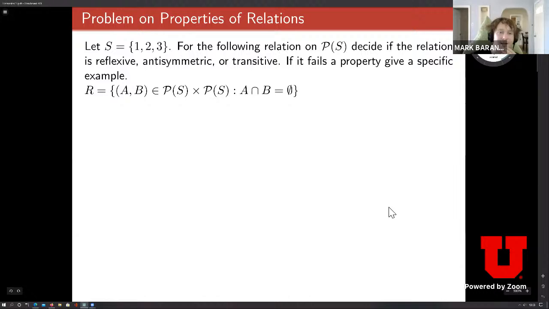Okay, so for this one, we're looking at the set {1, 2, 3}, and we're going to be thinking about the power set of that set. So remember, the power set is the set of all subsets of S.